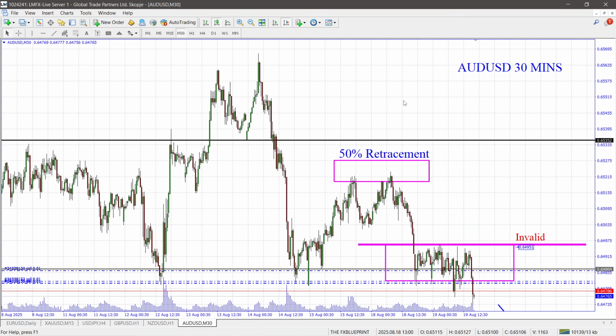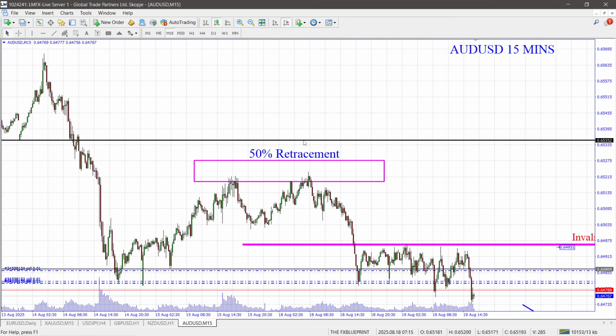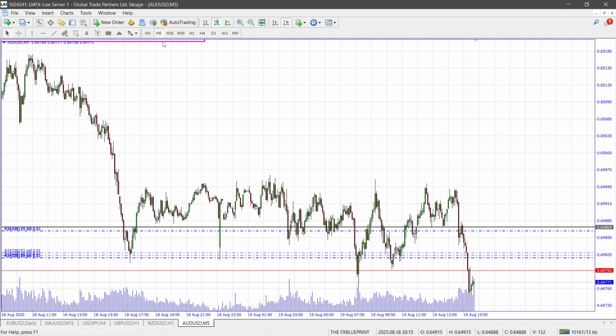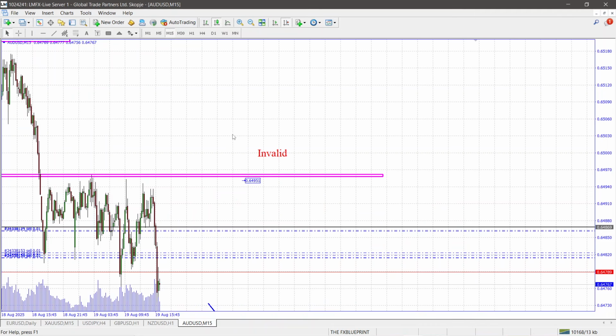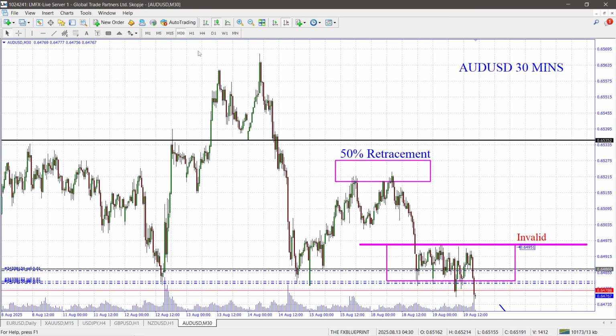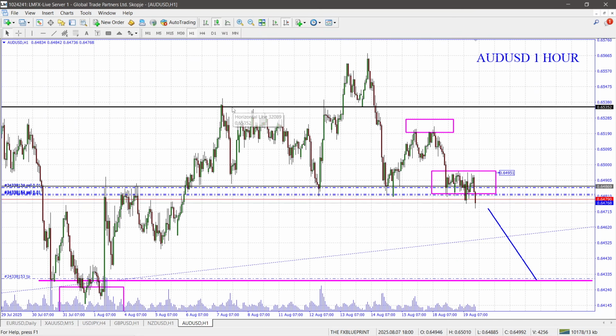This is AU, the Australian dollar and the US dollar, in 30 minutes. This is the Australian dollar and the dollar in 15 minutes. And obviously for scalpers, this is 5 minutes. All right. Like I promised earlier, we'll look at some updates. I'm just going to go through some updates of gold. Here's gold.